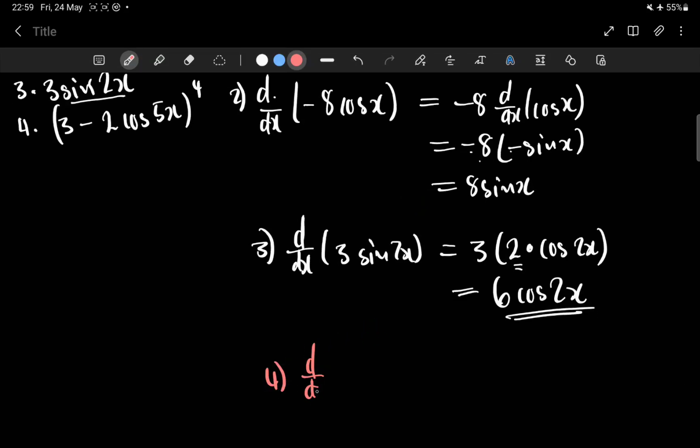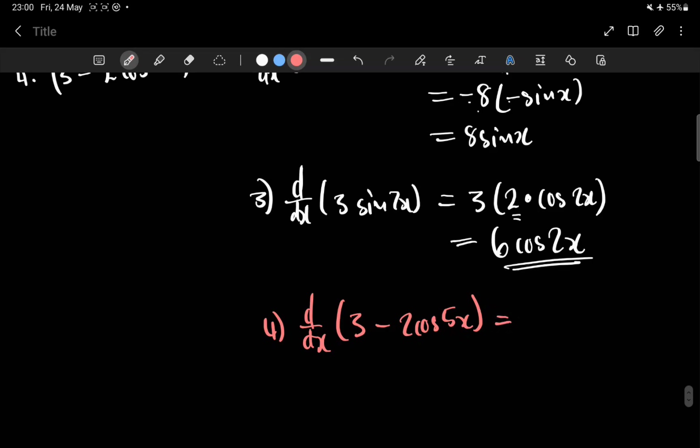Part 4 is the derivative. Oh, there's something similar to what we wanted to do: 3 minus 2 cos 5x. So now we don't need to waste time on that. What's the derivative of 3? It is 0, right? So you can say it is d dx of 3 minus d dx of the second part, which is 2 cos 5x. The derivative of 3 is 0, so it'll be 0 minus, what's the derivative of this?